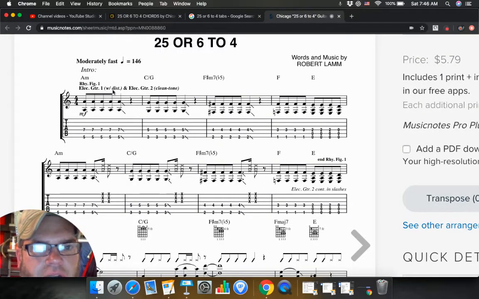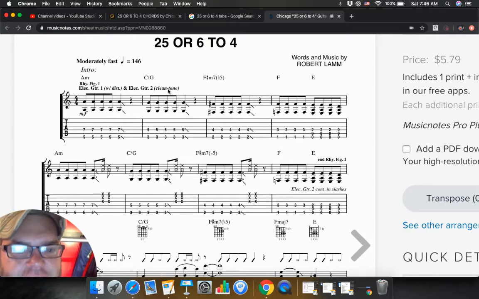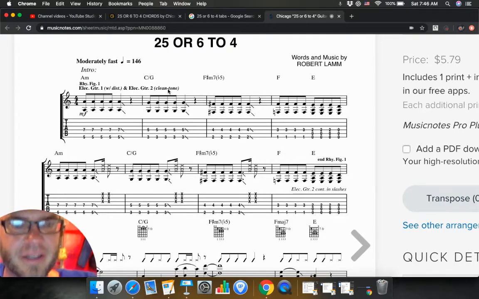Electric guitar 1 has distortion. Electric guitar 2, very clean tone. This is, again, literal. It tells us exactly what to do. Some people make music, they think it's hard. It's telling us exactly what to do.